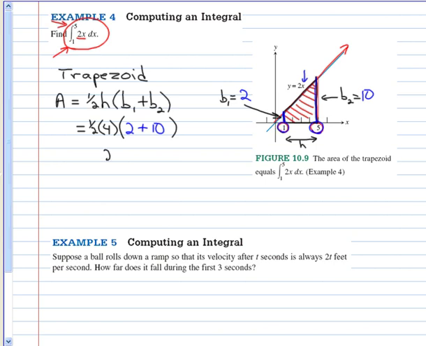So one base is 2, the other base is 10. Half of 4 is 2. 2 plus 10 is 12. 2 times 12 is 24. There's the answer to this problem. The definite integral of 2x with respect to x between 1 and 5 is 24. That's the area underneath that curve.